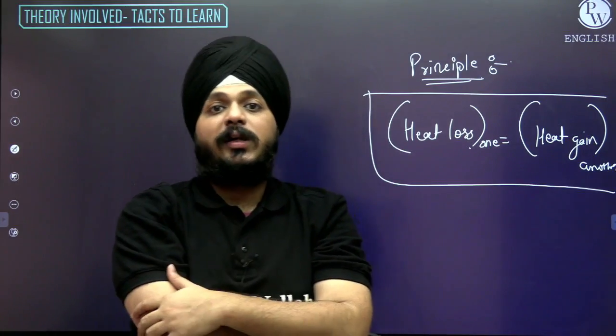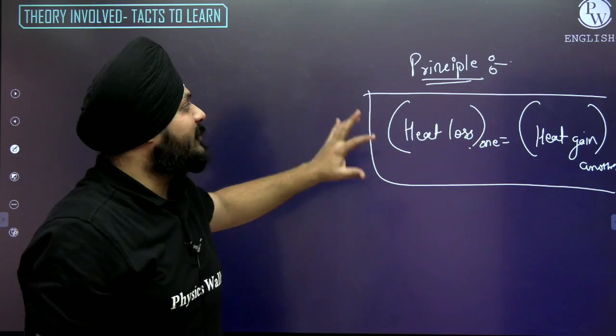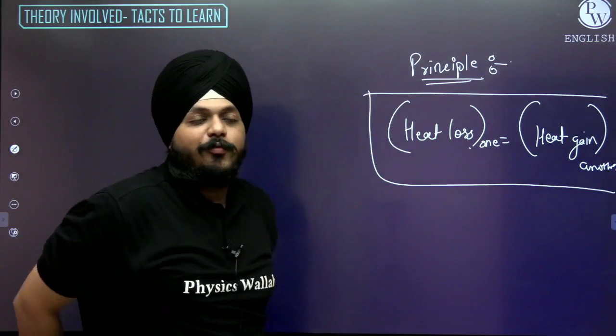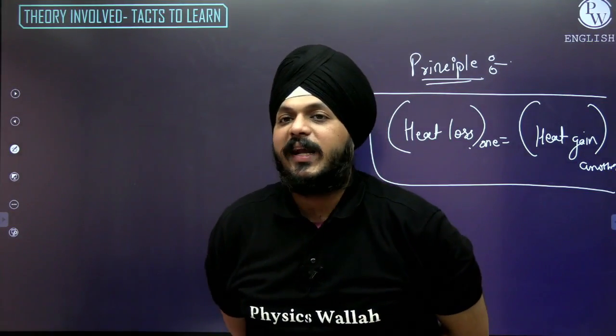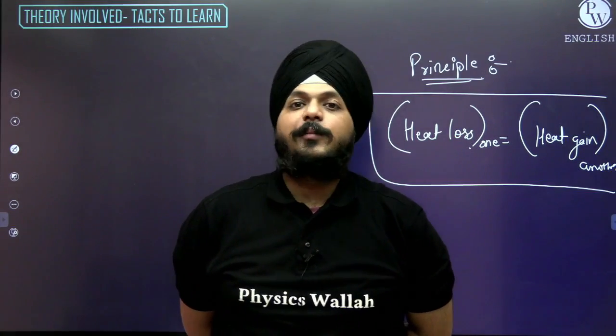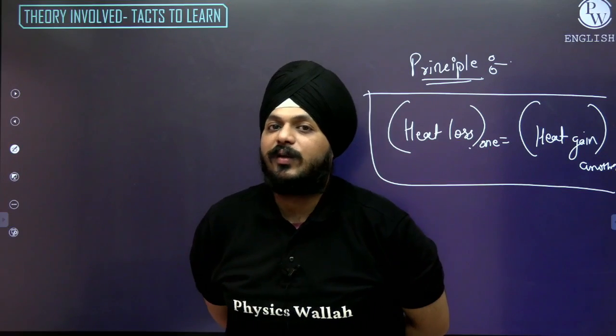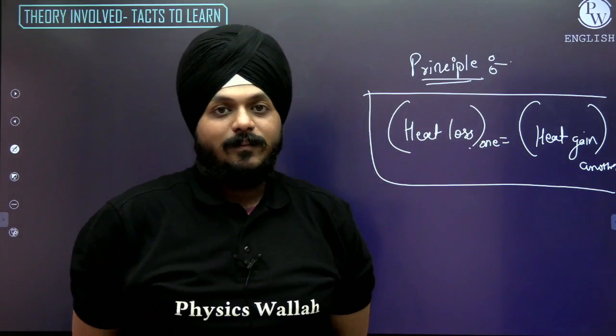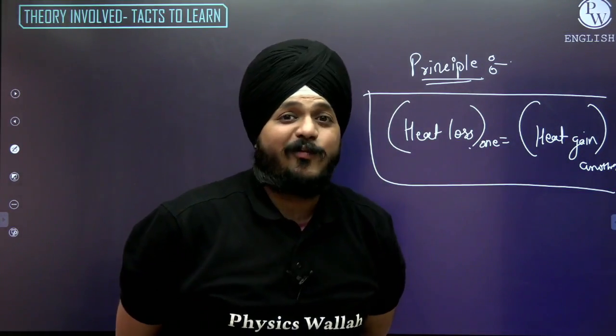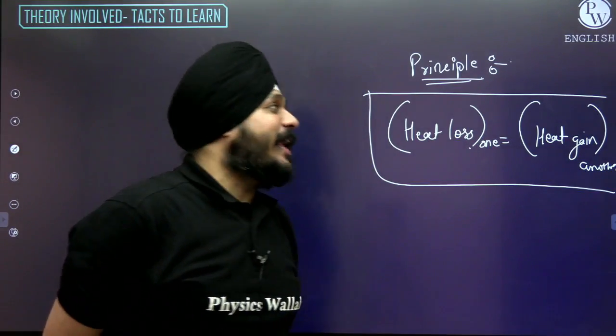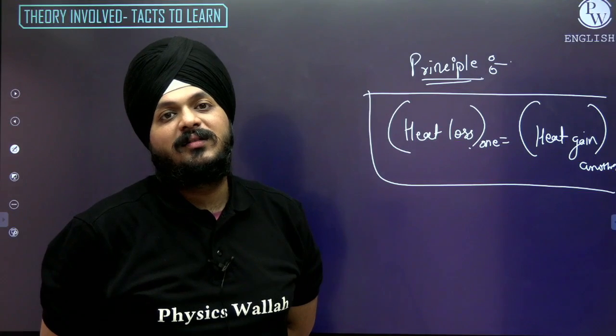And this is where the student starts. I can easily place the question: water is at 40 degrees centigrade, ice is at minus 5 degrees centigrade, masses M1 and M2 are given, just find the final temperature of the system. You are able to solve it also. But why did I keep this question? Why did I keep the question of the calorimeter?